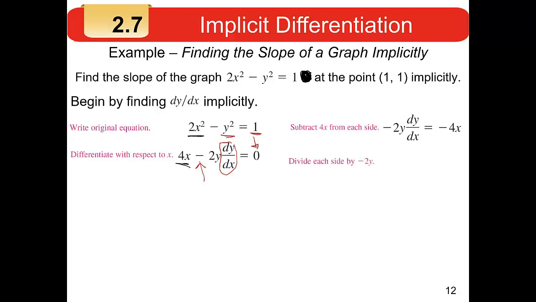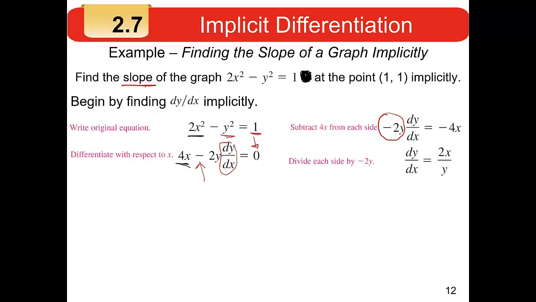And finally, you divide out the factor that's multiplied by the dy over dx, and you'll get minus 4x over minus 2y. Of course, a minus over a minus is positive, and 2 goes into 4 and leaves a 2, so you end up with 2x over y.